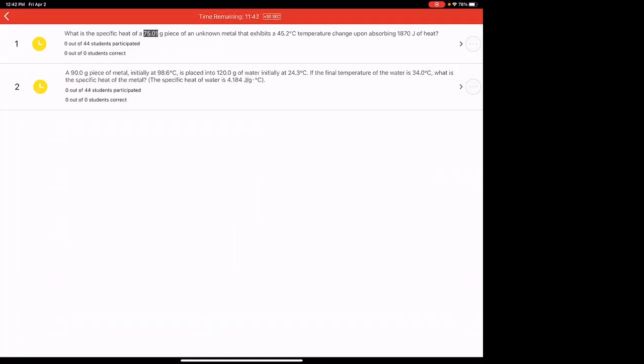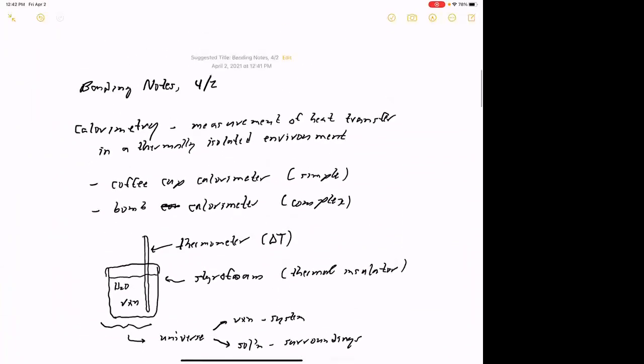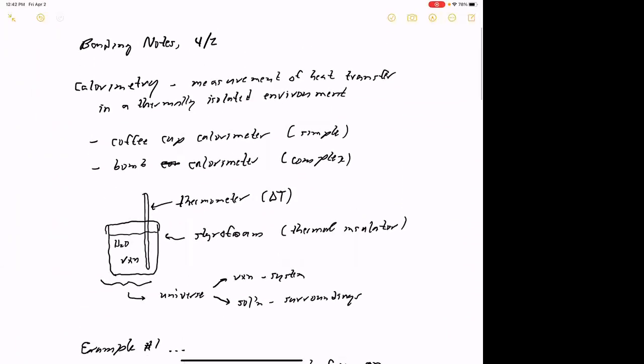Professor, quick question. Sure. Under calorimetry, what does the second bullet point say? Under calorimetry, I'll have to jump back real quick and see. Let me go back to my notes. Right there? Yes. All right, so it's a coffee cup calorimeter, which is the simple one. And the second one is the bomb calorimeter, which is the complex one. That's the one we're going to talk about next time's video. Okay, thank you. You're very welcome.